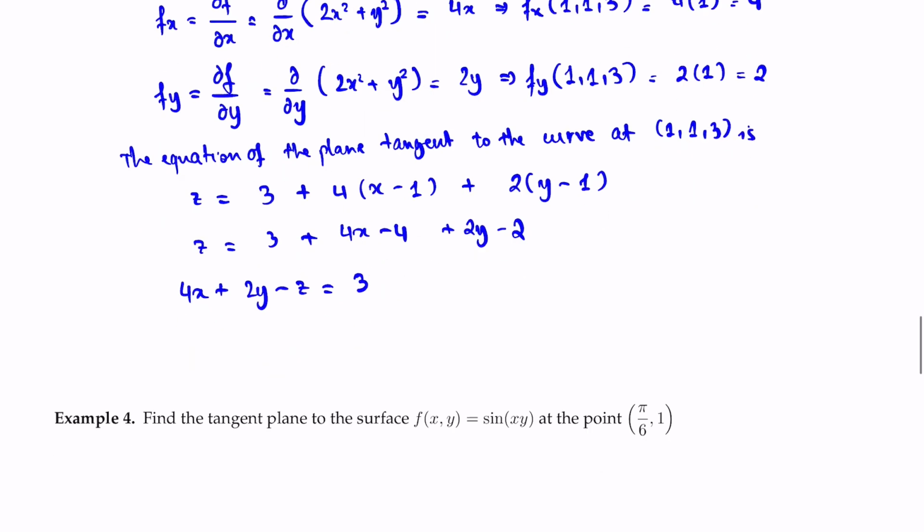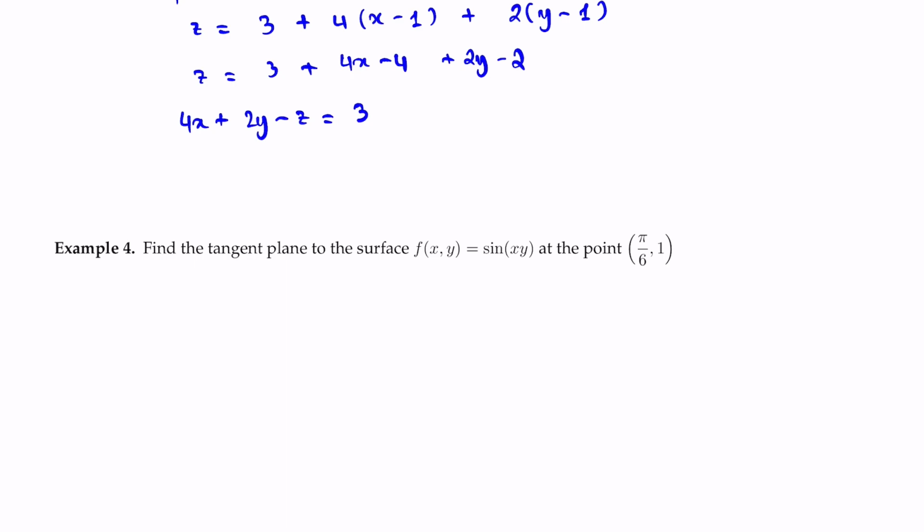Now, in the last example, we're going to do something very similar. That is, you want to find the equation of the plane tangent to the surface f of x y equal to sine of x y at the point pi over 6, 1. So in this case, the point given to us has just two components, pi over 6 comma 1. You need to find the z component as well to complete the point on the surface of the function.